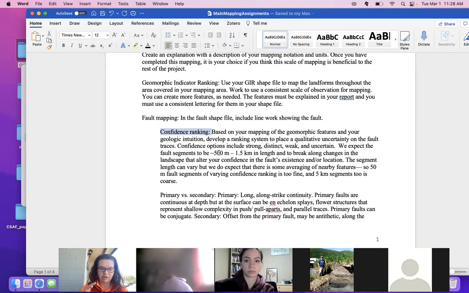We expect your fault segments to be about 1 kilometer, and a range of 500 meters to 1.5 kilometers is fine. It's up to you exactly where you want to place those breaks, but we expect the confidence ranking to represent some sort of averaging of the signal, as we discussed before. So if your lengths are only 50 meters, that's definitely too fine, and 5 kilometers is too coarse.